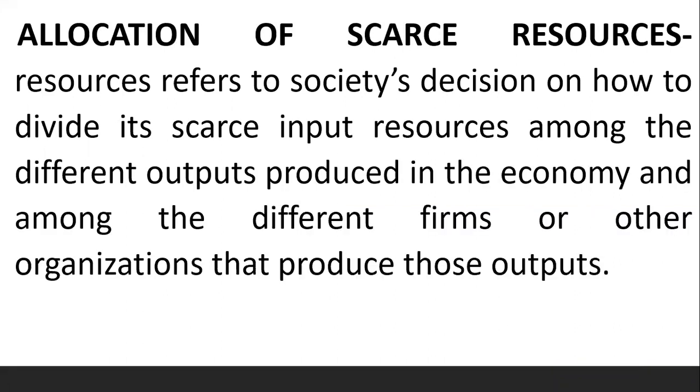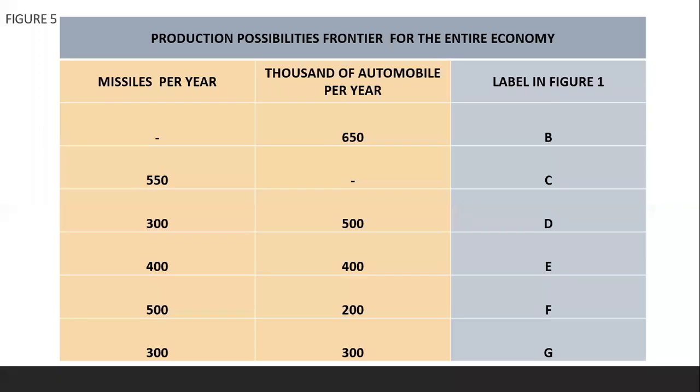Allocation of scarce resources refers to society's decision on how to divide its scarce input resources among the different outputs produced in the economy and among the different firms or other organizations that produce those outputs. Now let's look at the entire economy. This is the production possibility frontier of the entire economy.